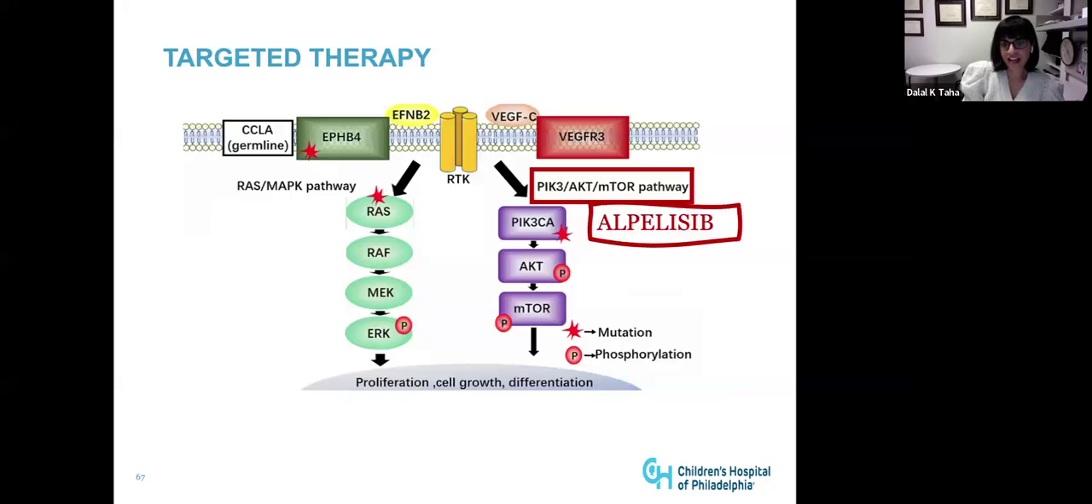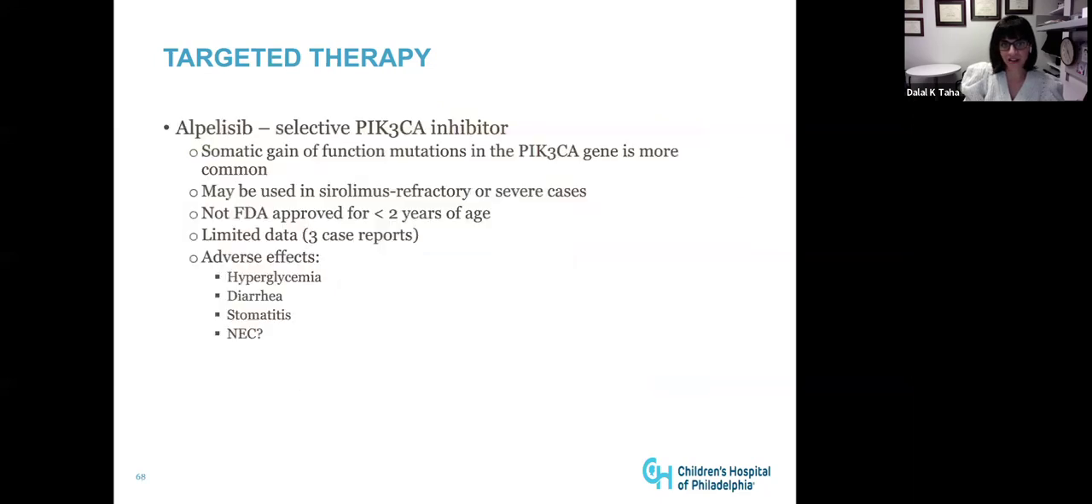And so the drug that acts directly on PIK3CA is alpelisib, and this is relatively newer to be used in newborns and infants. So it can act directly on the mutation that is a somatic gain of function in PIK3CA. And so it causes overactivation of that pathway and excessive mTOR. And so this could be a great choice to use if sirolimus isn't working or you have a really severe case. But it's not FDA approved for less than 2 years of age.